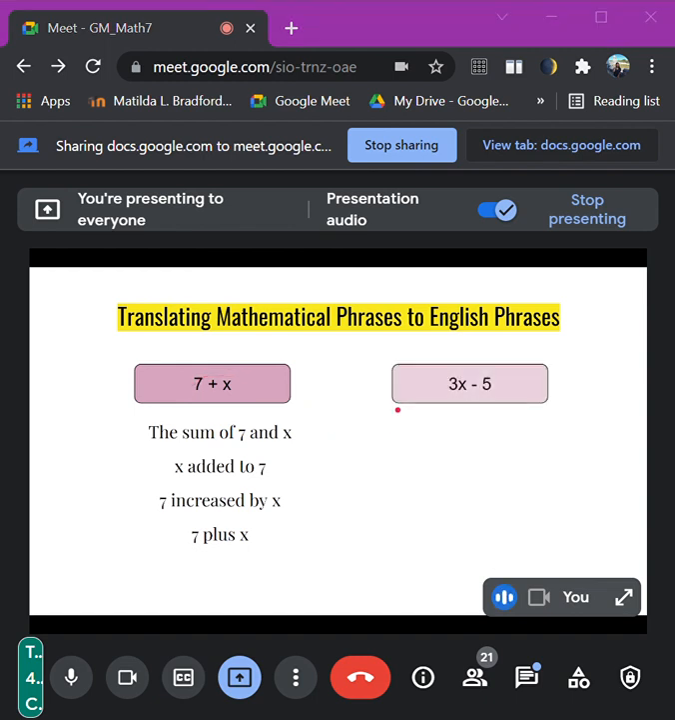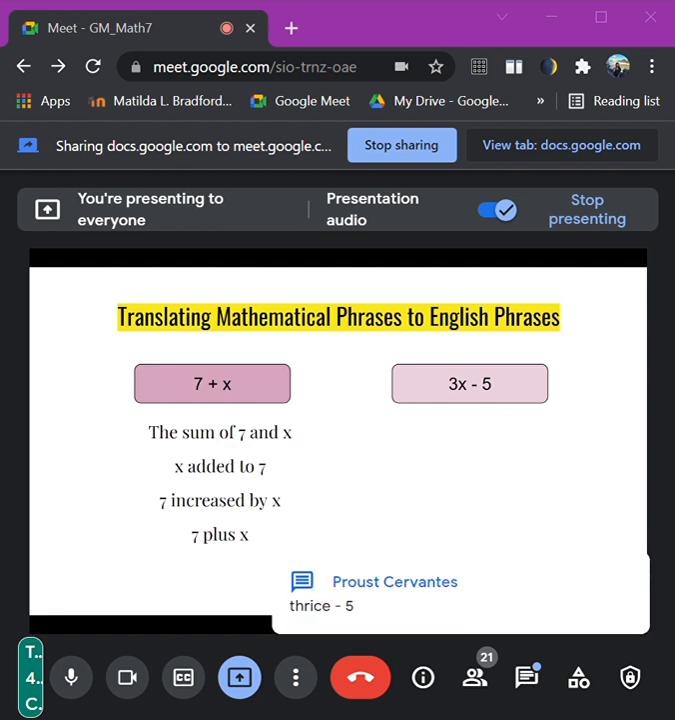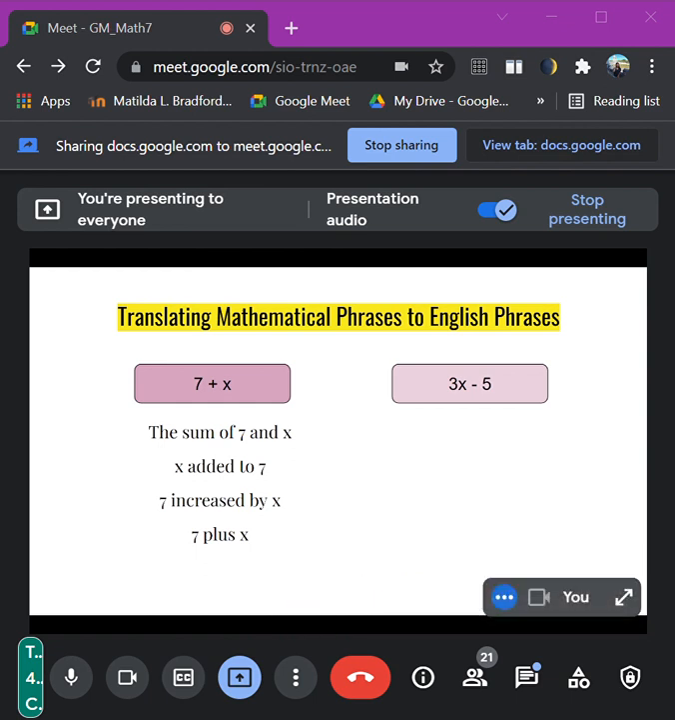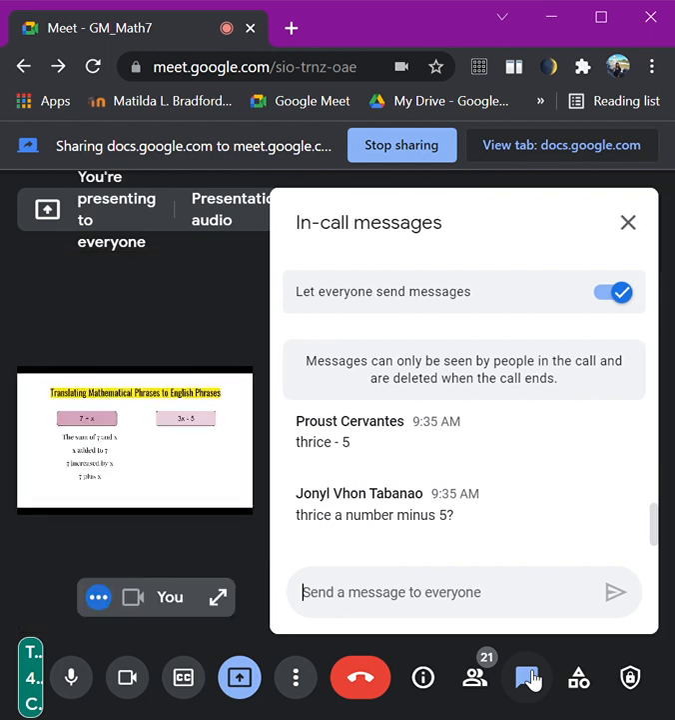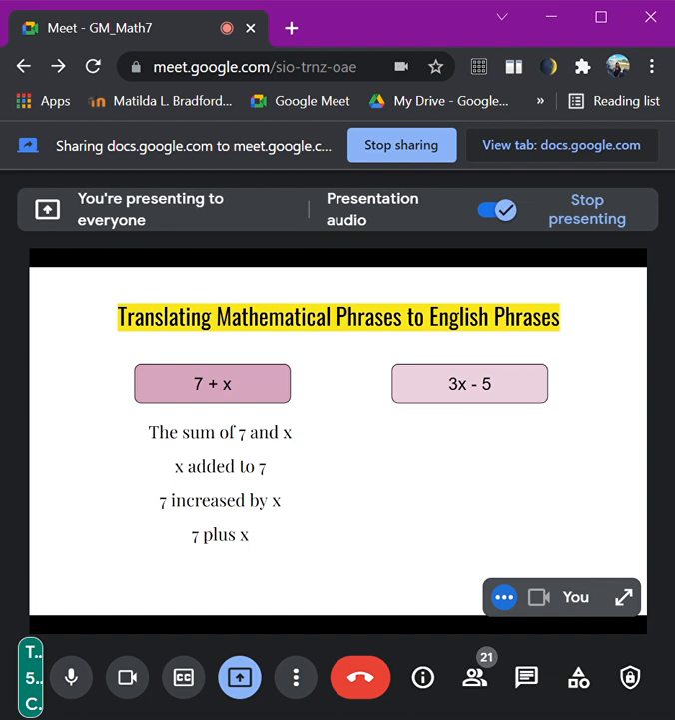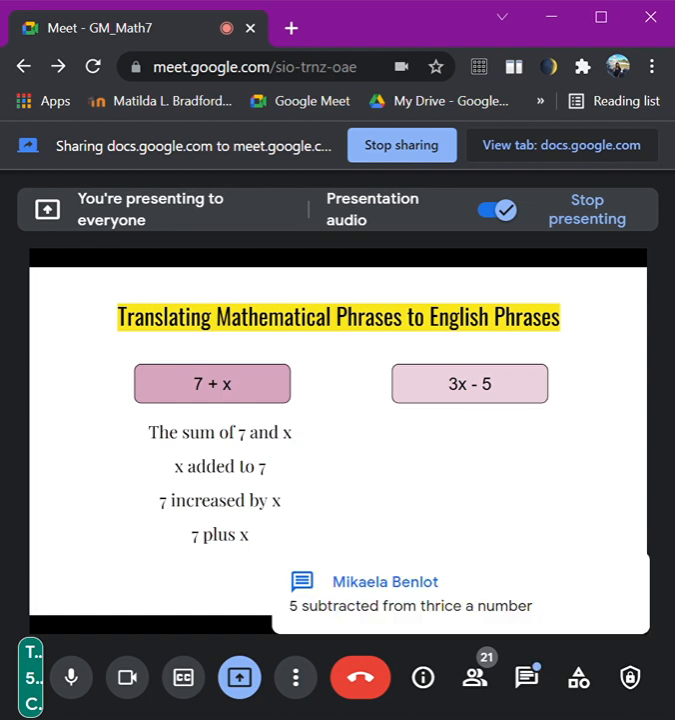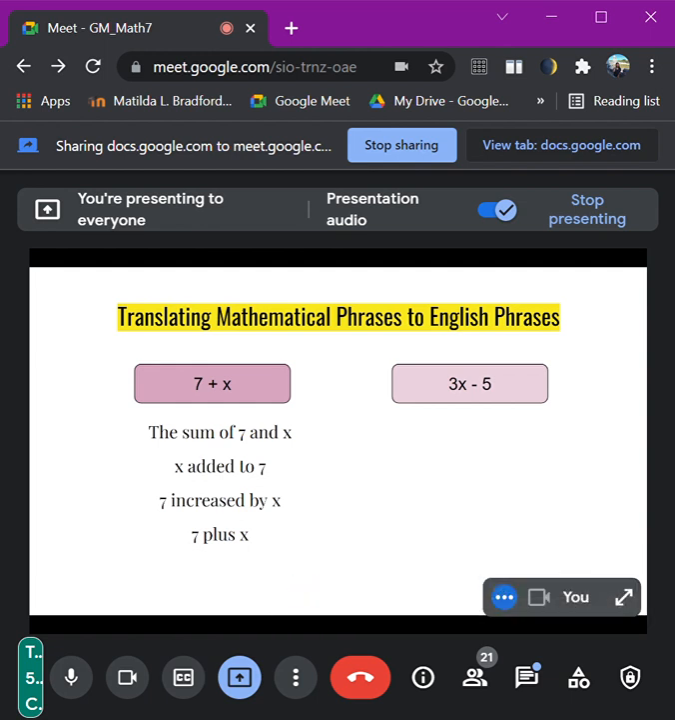Okay. Next one, we have 3x minus 5. Okay, so what are your answers? Thrice a number minus 5. What else, class? 5 subtracted from thrice a number. What else is there?